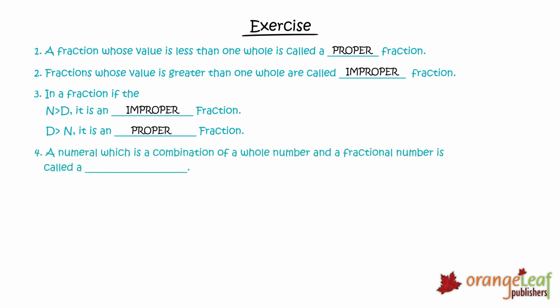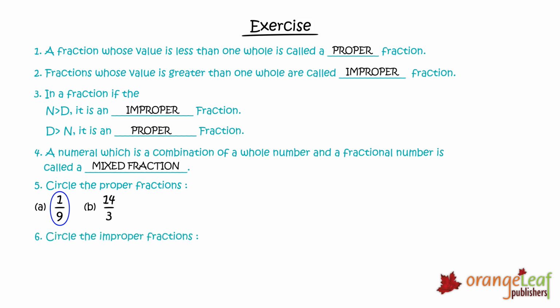A numeral, which is a combination of a whole number and a fractional number, is called a mixed fraction. Circle the proper fractions. A. 1 by 9. B. 14 by 3. Here, 1 by 9 is a proper fraction.